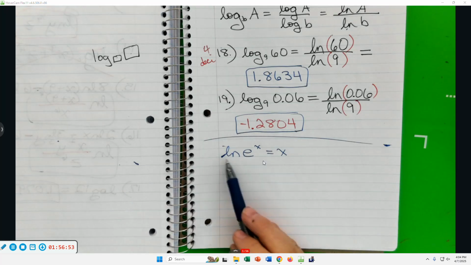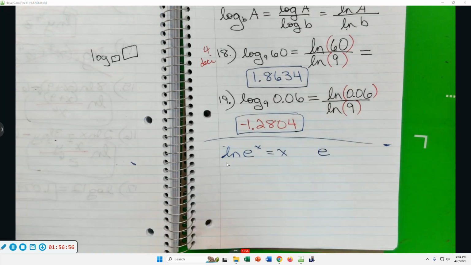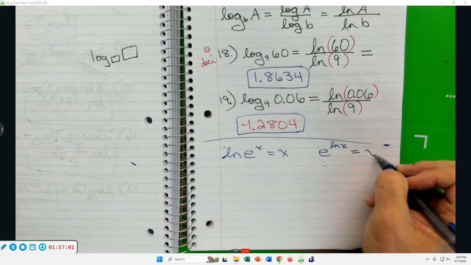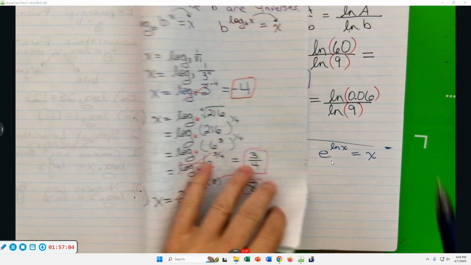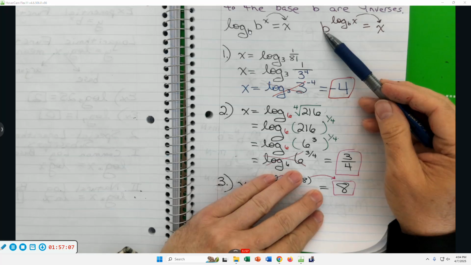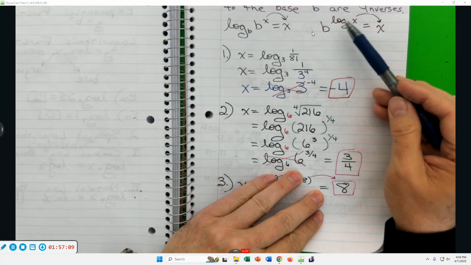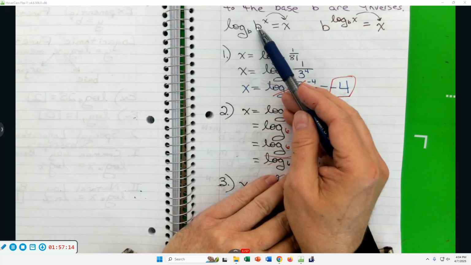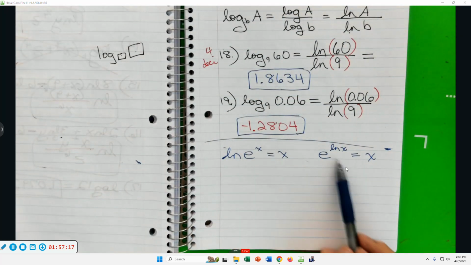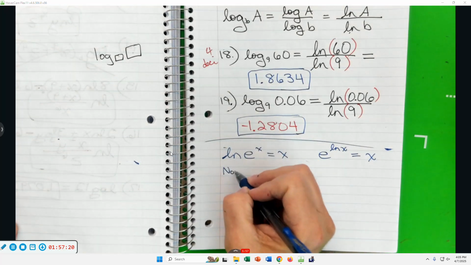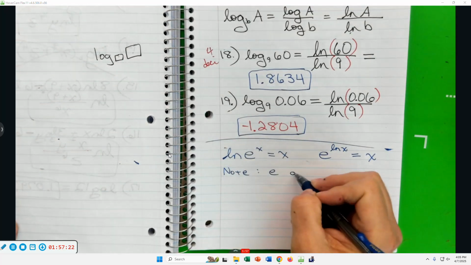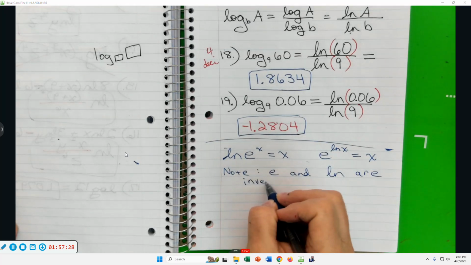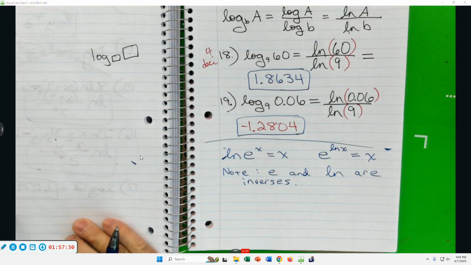Or it could be the other way around. The exponential base could be first: e to the ln x reduces to x. I'm just restating, instead of in terms of b and log base b, e to the ln x and ln of e to the x. So I'll say note, e and ln are inverses. When they're performed consecutively, they cancel each other out.